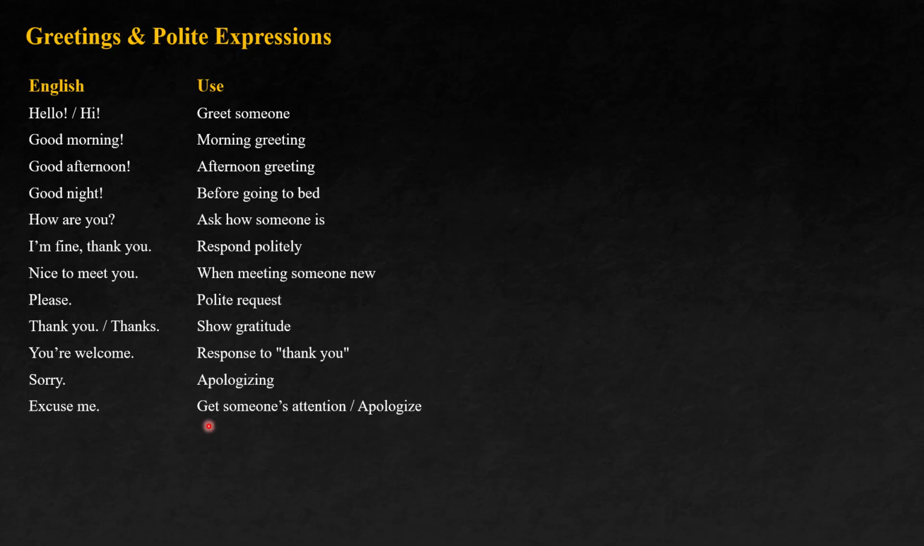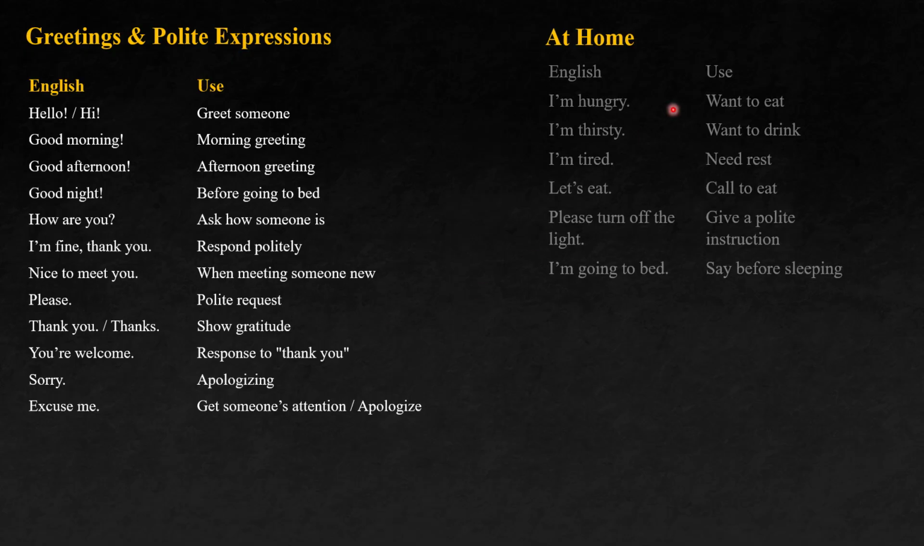So this is how you can use these greetings and polite expressions. Okay. So next, at home, how do we need to use these words? Let's say, for example, you might be hungry. If you want to eat something, you can just tell them, I'm hungry. If you want to drink something, you can just say, I'm thirsty. If you need rest, I'm tired.